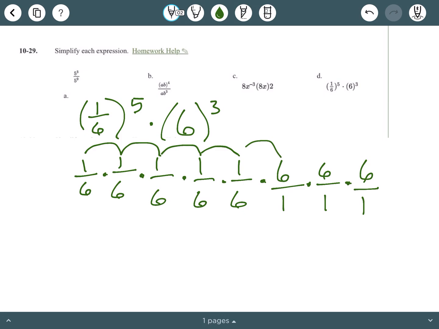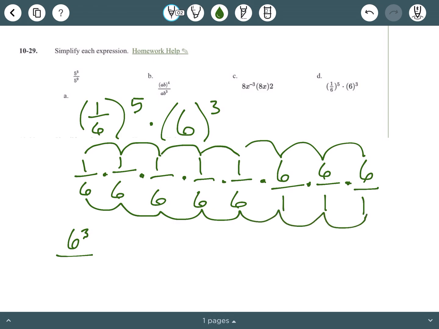And then I have 6 times 6 times 6. And I could write that as 6 to the third if we're using exponents. Now on the bottom, I have 6 times 6 times 6 times 6 times 6 times 1 times 1 times 1. Well, the 3 ones, that just equals 1, and we have 6 times itself 5 times. So we get 6 to the third over 6 to the fifth. So this is a lot nicer to work with than our original problem, right?